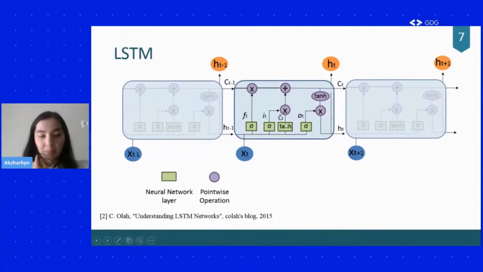We also generate some candidate cell states, and then we decide which part of the new information we will pass to the next time step, like we'll output to the next time step here. All of these gates are just dense layers, for example, with sigmoid or hyperbolic tangent.